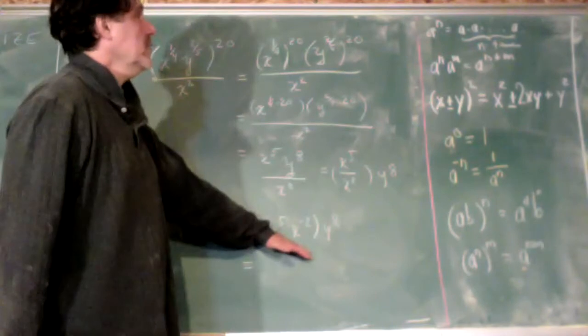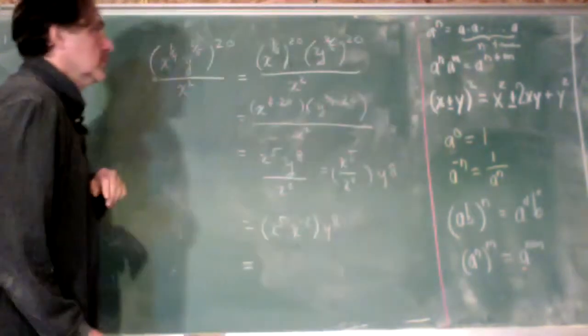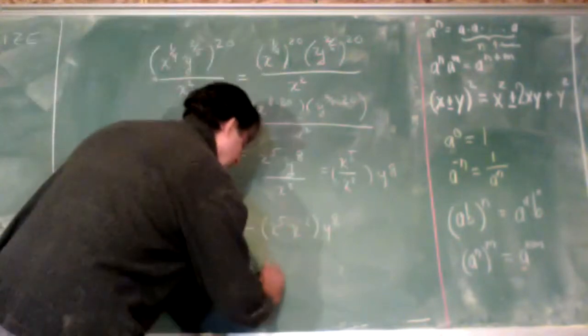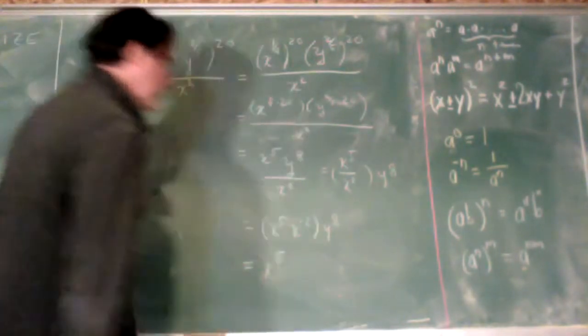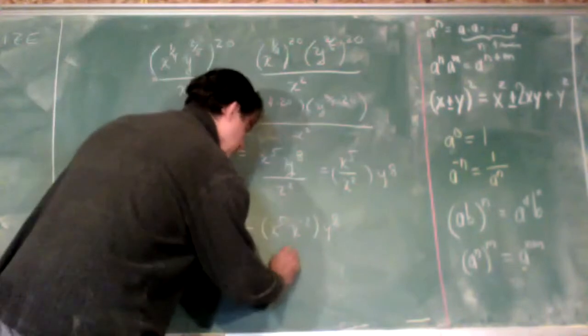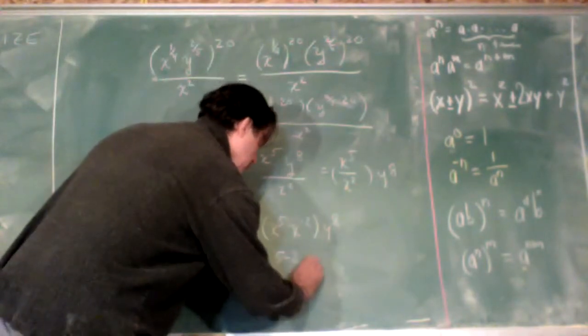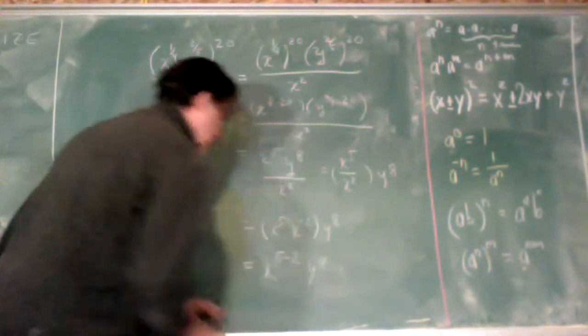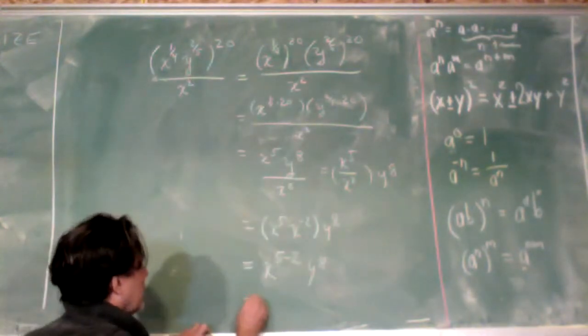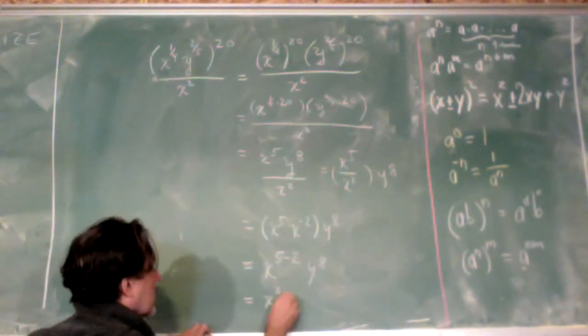And then from here, what do we use? We use our product rule. We have 5 plus a -2, which is 5 minus 2, times y to the 8th. 5 minus 2 simplifies to 3.